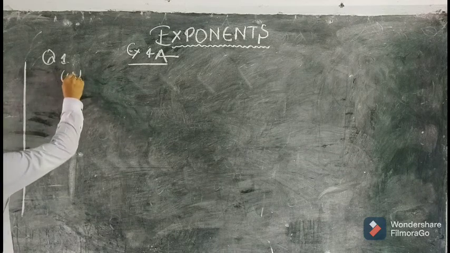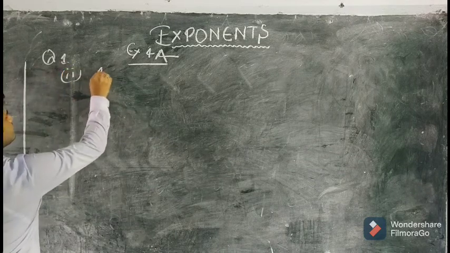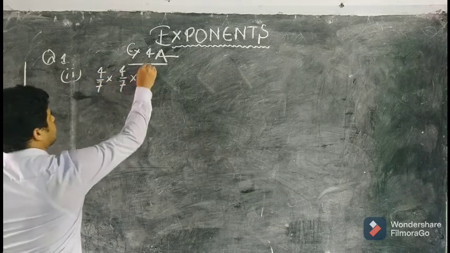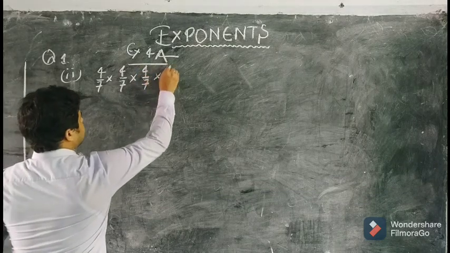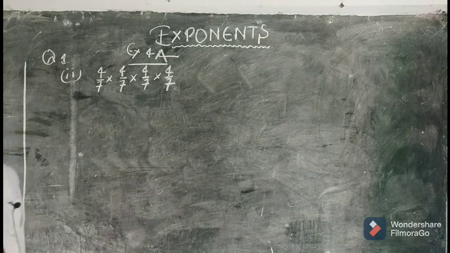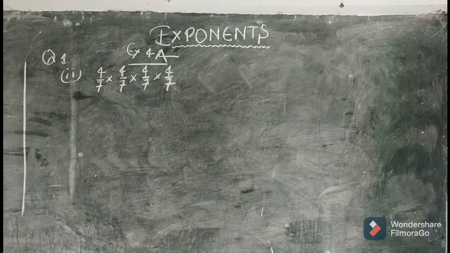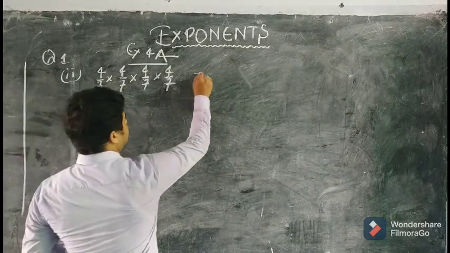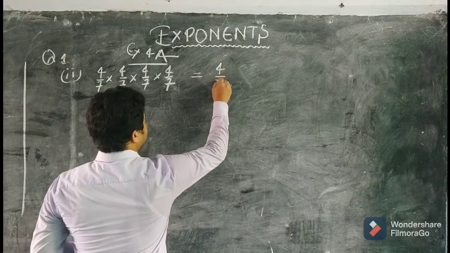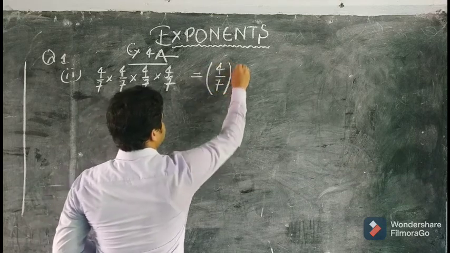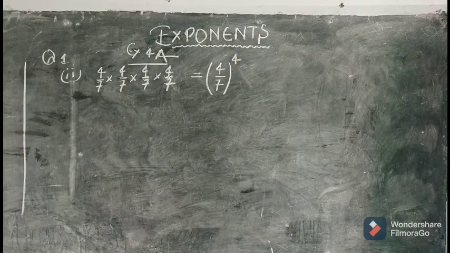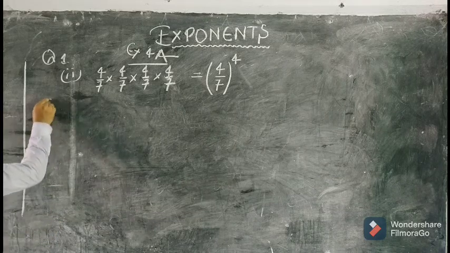Like I am taking the second part, in which it is written 4 by 7 multiplied by 4 by 7 multiplied by 4 by 7 multiplied by 4 by 7. So the same number 4 by 7 is being multiplied how many times? 1, 2, 3 and 4. So in exponential form it will be written as 4 by 7 raised to the power 4. Rest is easy, so you can do it on your own.